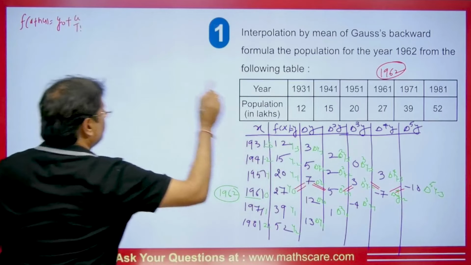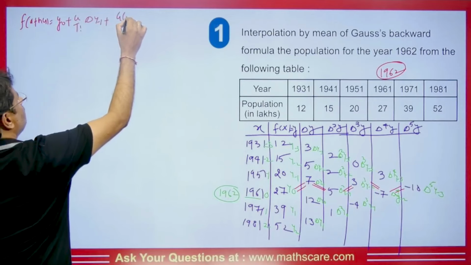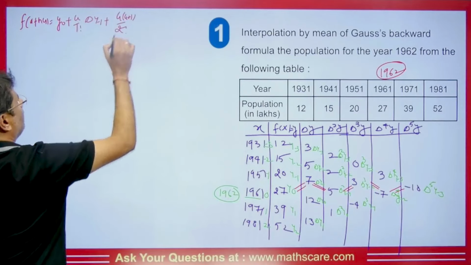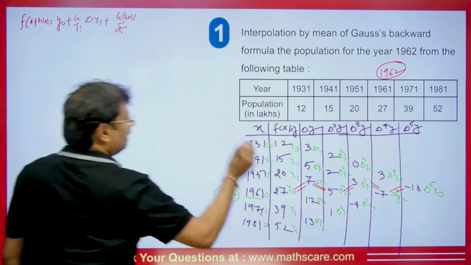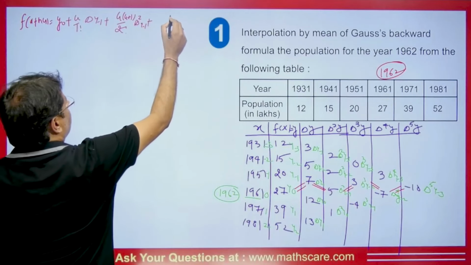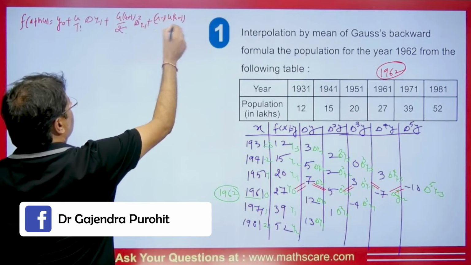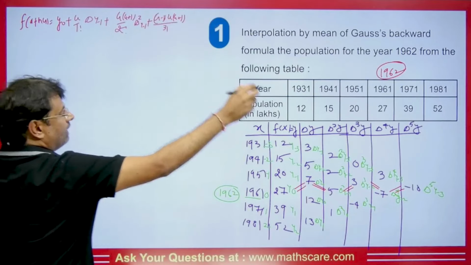From here, we will get its value, that will be del y minus 1, plus u into u plus 1 upon 2 factorial, then del square y minus 1. Then after this, what will we get here? Tell me. u into u plus 1 and on this side, we have u minus 1 upon 3 factorial. Okay, here we have its value.